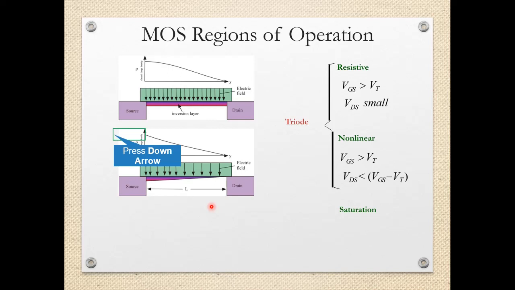So if it is increased, then the inversion layer which is built will start reducing. And this region of operation is called the ohmic region.